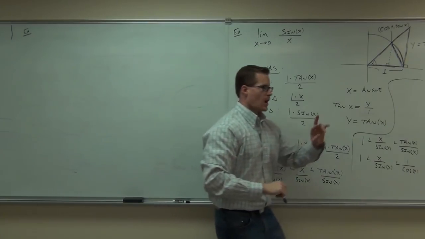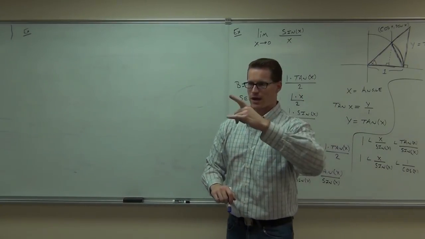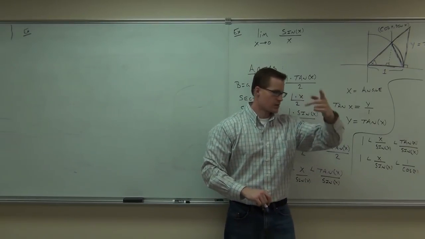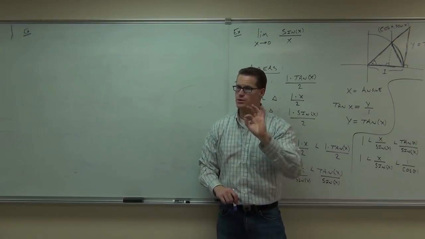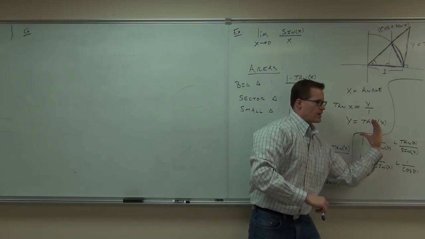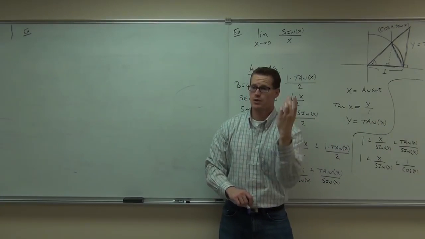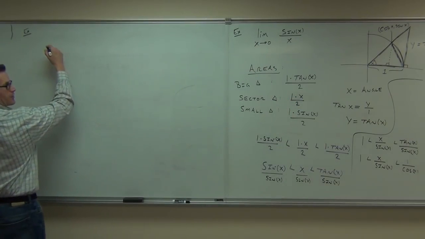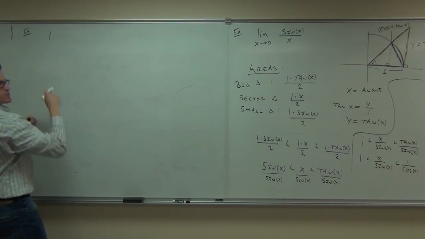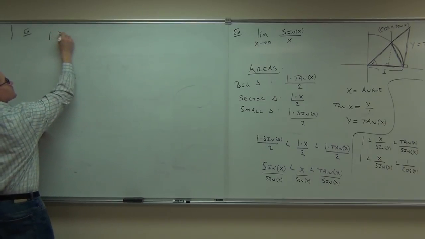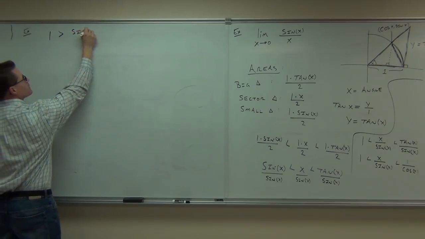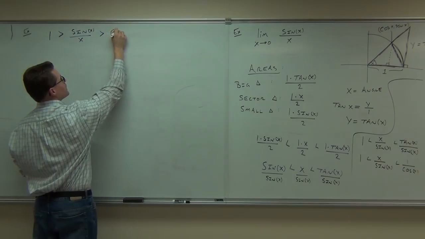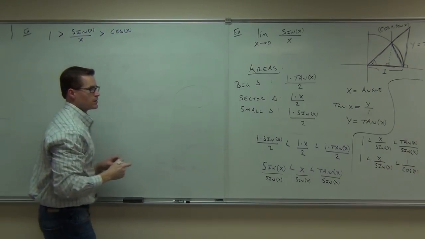Here's what I'm going to do. I'm going to reciprocate each of those fractions: the 1, the x over sine x, and the 1 over cosine x. What that's going to do is also flip around my inequalities. If you reciprocate, it's going to flip your inequalities. Does that make sense to you? That's a mathematical truth. So I'm going to have 1, because the reciprocal of 1 is 1, is greater than sine x over x, which is greater than cosine x over 1.